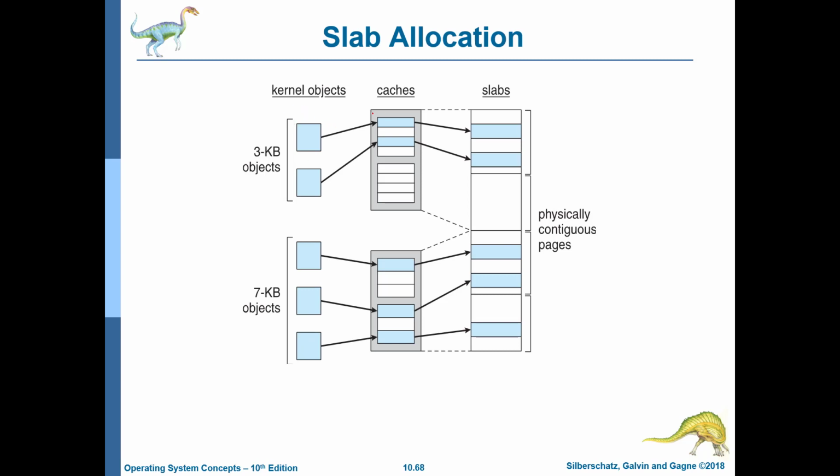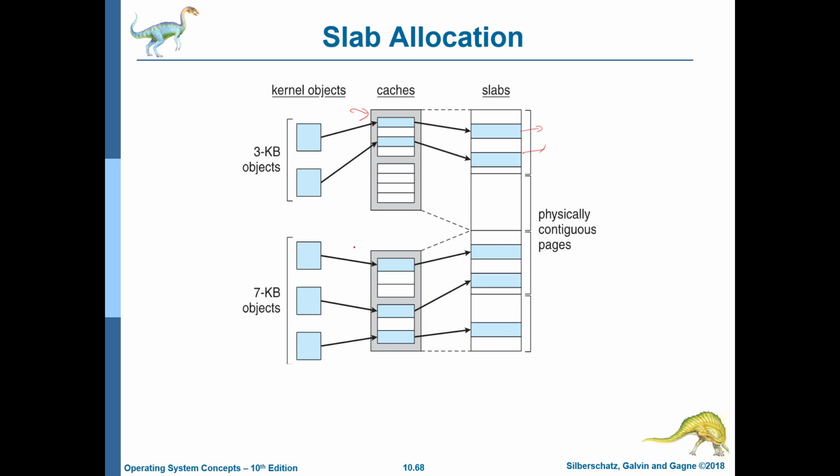Let's assume we have 3 KB kernel objects. We are going to create a cache, where this block is a cache. Within each cache, we will have pointers to slabs, where a slab is a set of physically contiguous pages. So we can assume that these are the two slabs, and within a slab, let's say these two objects are allocated.